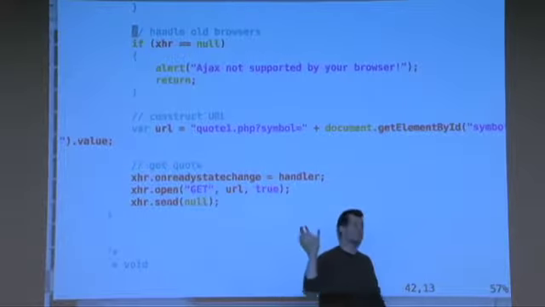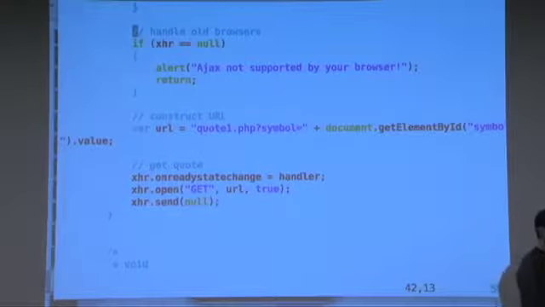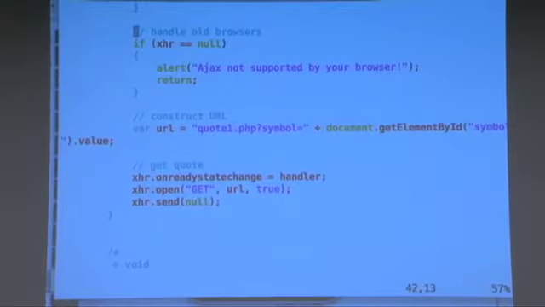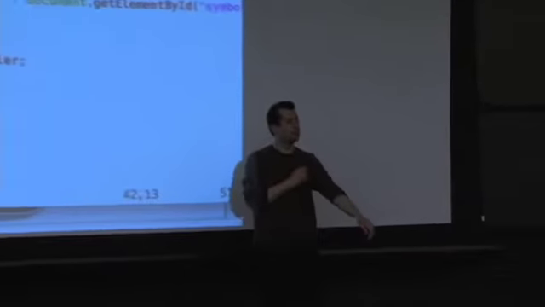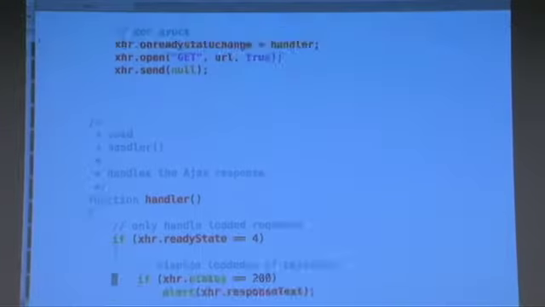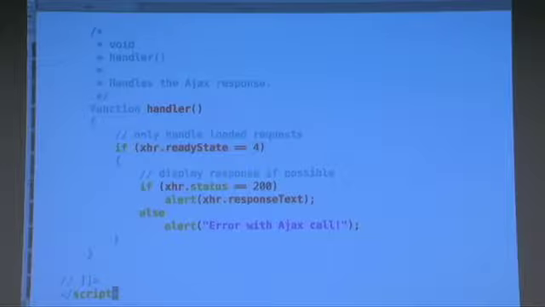True means make this asynchronous, which is the A in AJAX, which means don't pause the whole browser while I make a connection on the internet, and then send the request. But that's it. There doesn't appear to be any code that actually handles the response, but indeed there is. This thing called handler is actually a function that I wrote. If I scroll down just past the break here, notice that here is a function called handler.